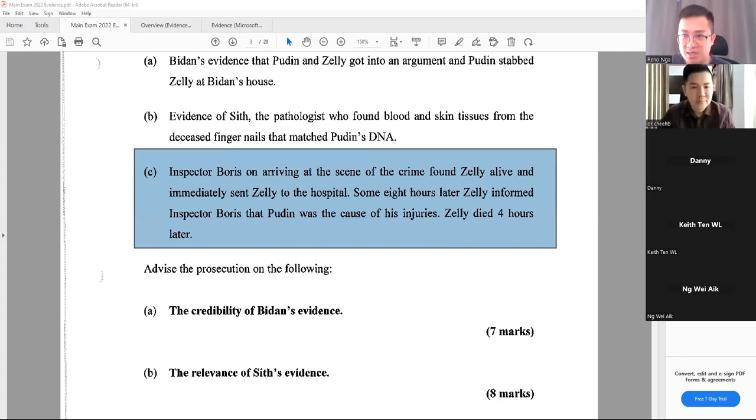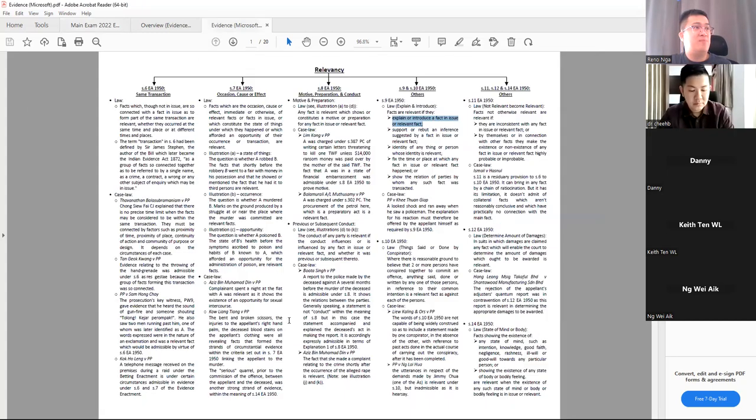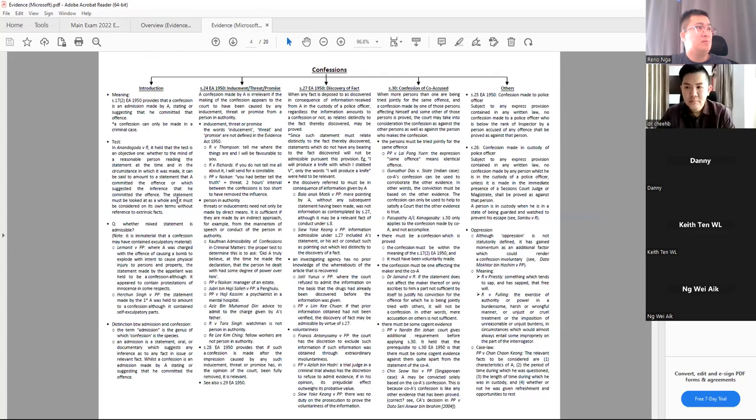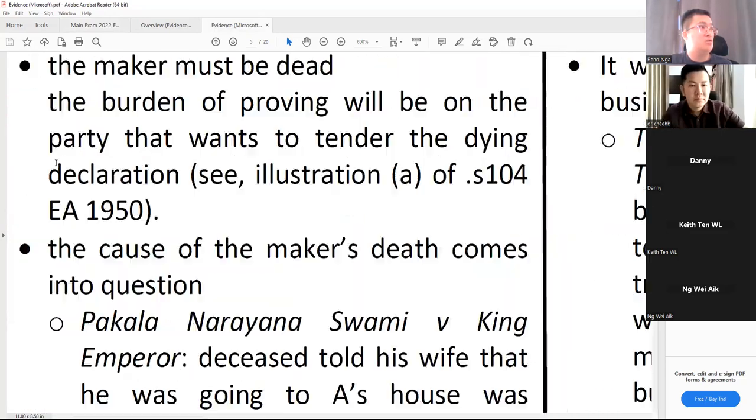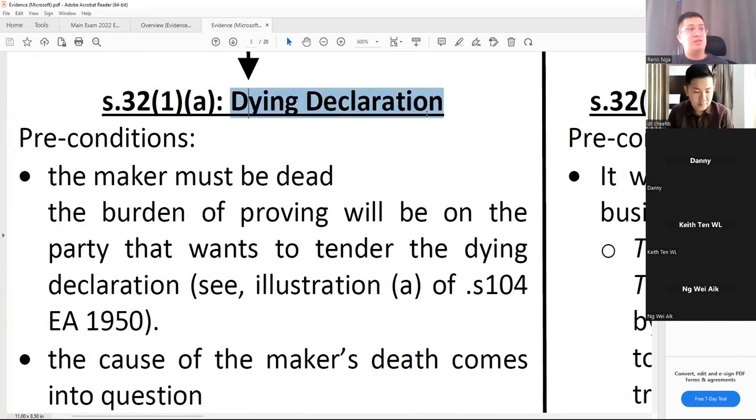Why? Because, like I said, the best evidence is the maker coming to court. So in this case, the maker is Zeli. Zeli passed away, so Zeli couldn't come to court. So we need to apply an exception to hearsay. So what kind of exception can be used in this case? So number one is section 32, A, dying declaration.